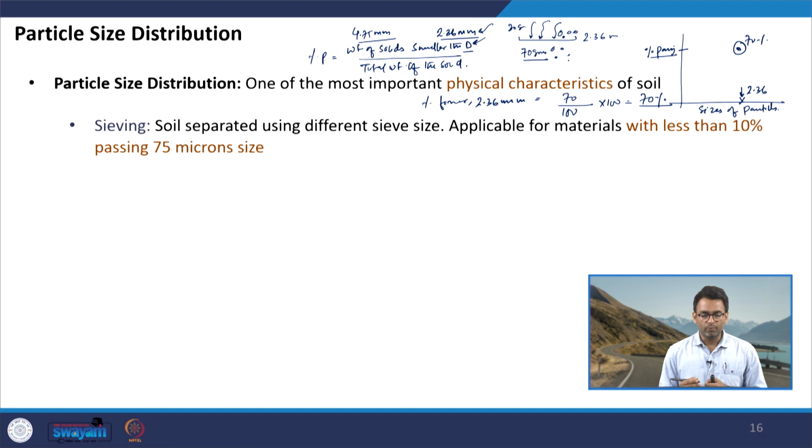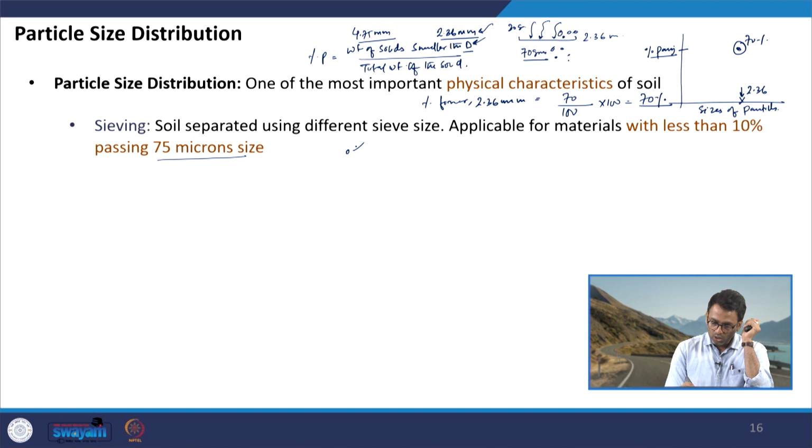Sieve analysis is typically done when we have less than 10% material passing the 75 micron sieve. The reason is that particles smaller than 75 microns, as we discussed in the last lecture, are basically silt and clay particles. If the amount of these particles is more, especially clay particles, which are very small in size and have surface charges, they attract other particles, so they can stick with other particles of similar size and also have a tendency to stick with particles of larger sizes.